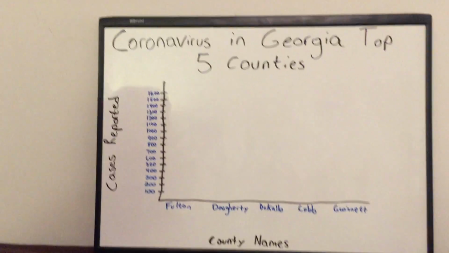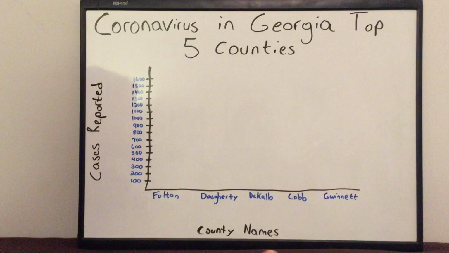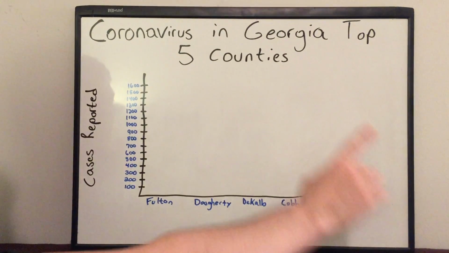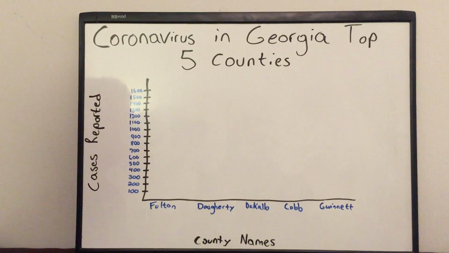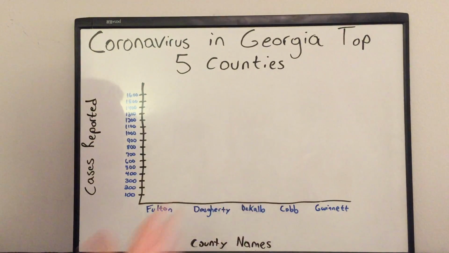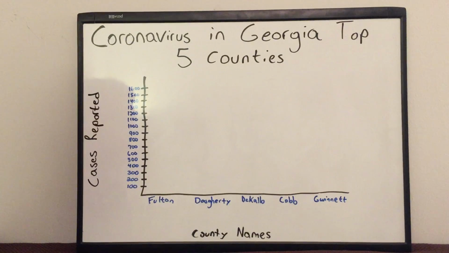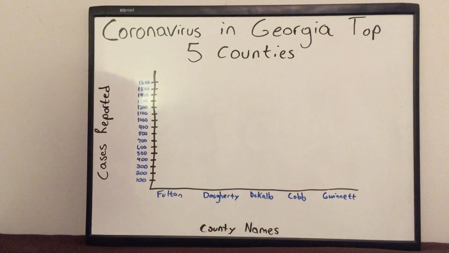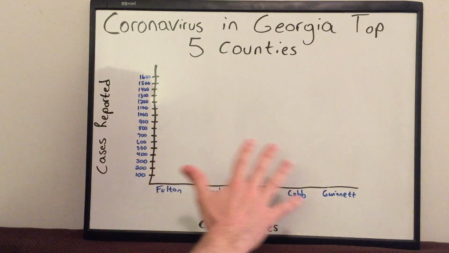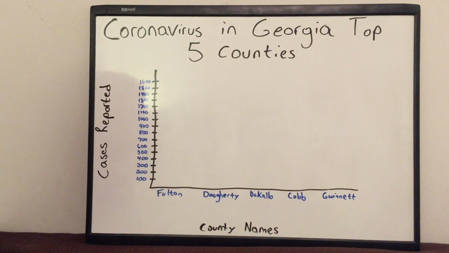I'm going to show you what I've set up so far for my bar graph. Right here is kind of the basics, the bones of everything that you need to start with. First, you need a main title. For me, I just named it Coronavirus in Georgia, the top 5 counties. You could call it the top 5 counties in Georgia with coronavirus, just some type of title that tells a reader exactly what the bar graph is going to illustrate.